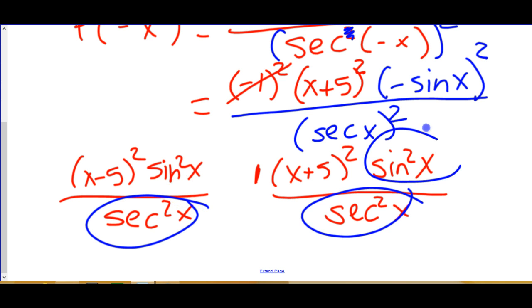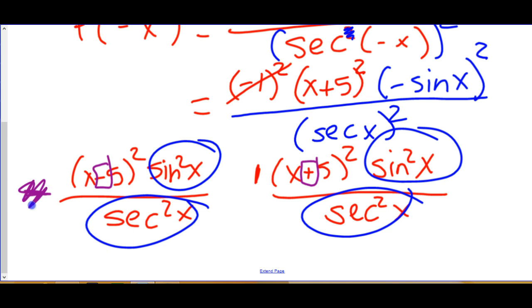Secant squared matches, sine squared matches, which might lead us to believe it's even if we're not looking closely. What doesn't match is this is a positive and this is a negative. So since it didn't change to be negative in front of the whole thing, it just changed a negative sign in the middle of the problem, this is a neither answer. It is neither even nor odd. It didn't come out exactly the same, and it didn't come out as the negative of everything we started with. So it is a neither.